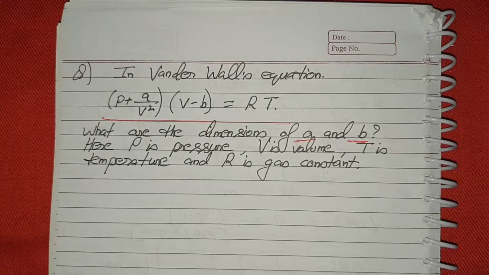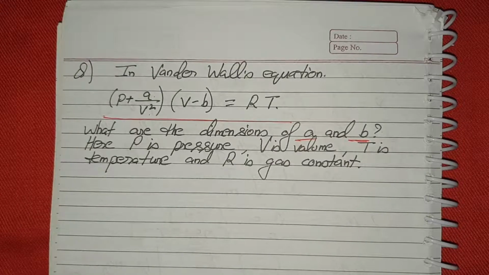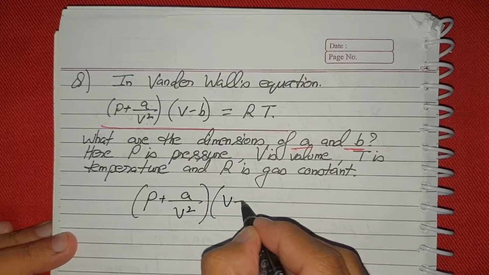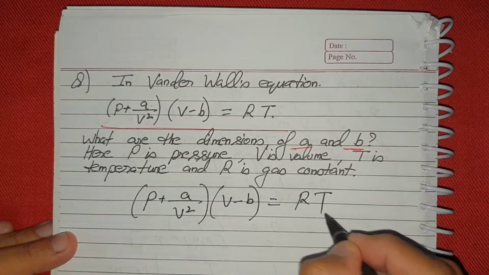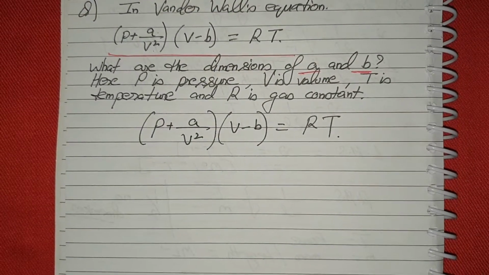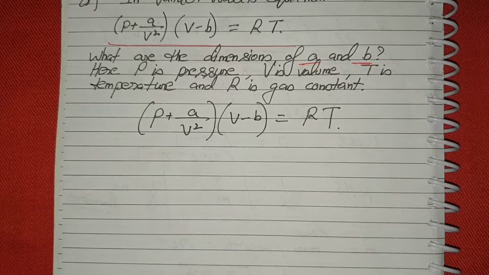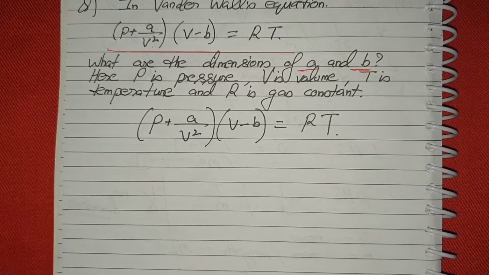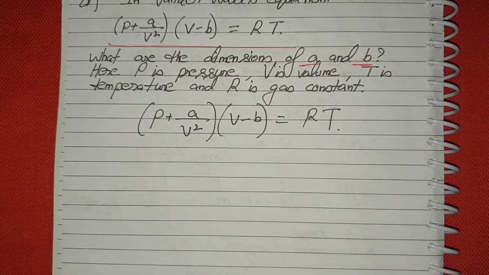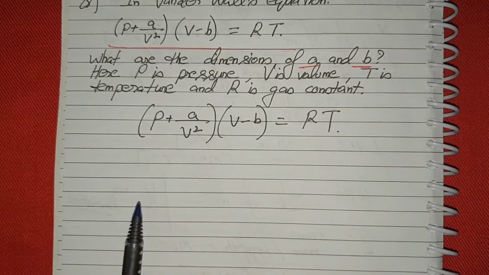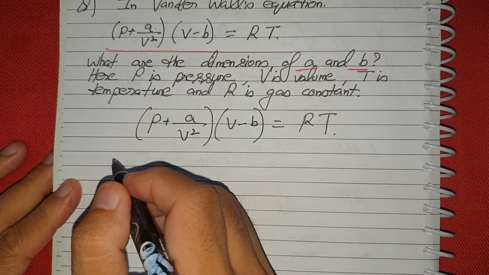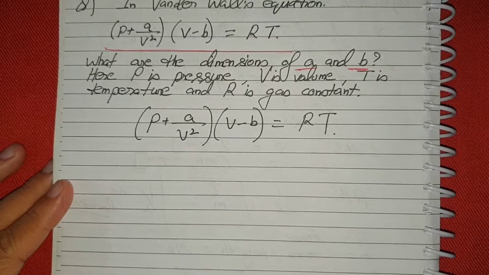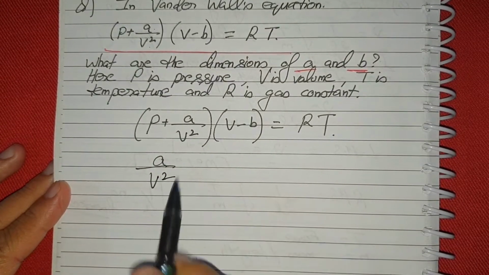So this is our given equation: (P plus A by V square)(V minus B) equals RT. As I have told you, quantities added together must have the same dimensions, and quantities subtracted from one another must also have the same dimensions. Now we know pressure can be added to pressure only. Therefore A by V square, what did we see? Pressure and this.